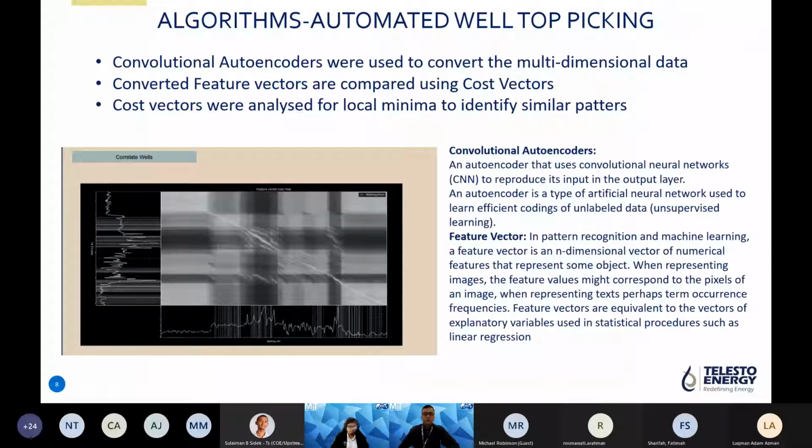So how does this work? Convolutional autoencoders were used to convert the multi-dimensional data. In this picture, you can see the well logs represented on the left-hand side and bottom. These are from 2 different wells, the gamma rays. And what you can see here is there are different peaks of different magnitude. These are read using a convolutional autoencoder.